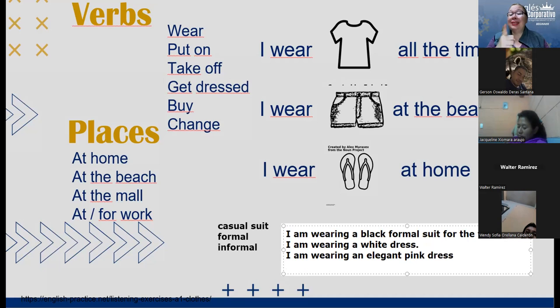Okay, imagínense que en su trabajo ustedes usan uniforme, okay? Y es ya el día en que ustedes se presentan a trabajar y usted dice que está usando el uniforme. I am wearing the work uniform. Okay, there you go. That's at work.